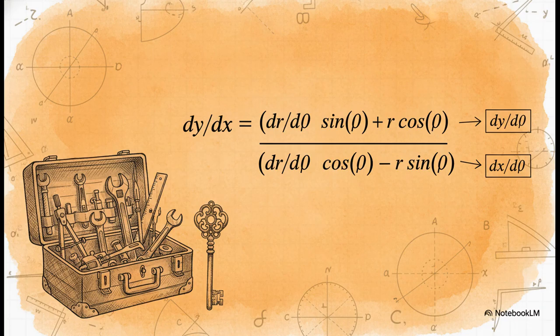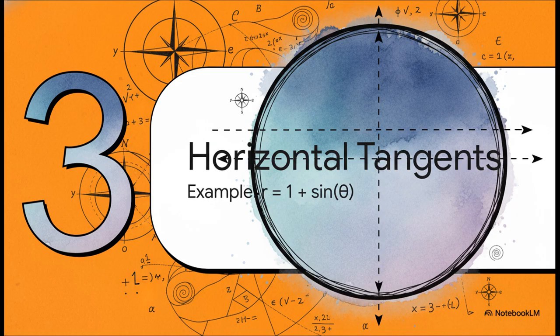Okay, I know this looks like a monster, but just remember where it came from. The top part, the numerator, that's just dy over d theta. And the bottom, the denominator, is dx over d theta. This is our master tool for pretty much any polar slope problem you'll face. All right, we've got the tool, let's put it to work.